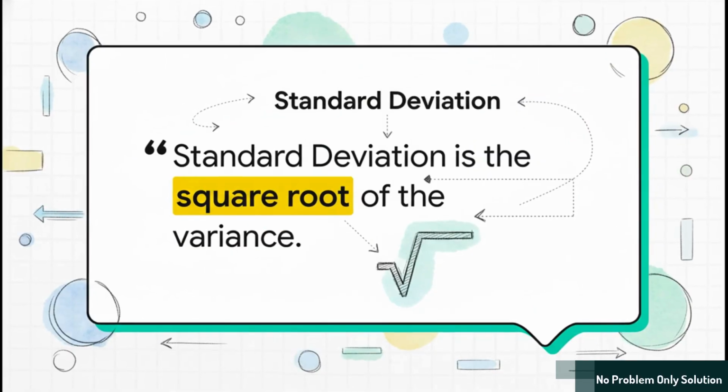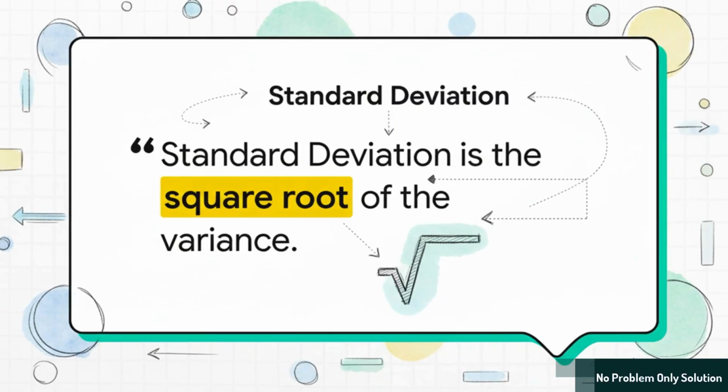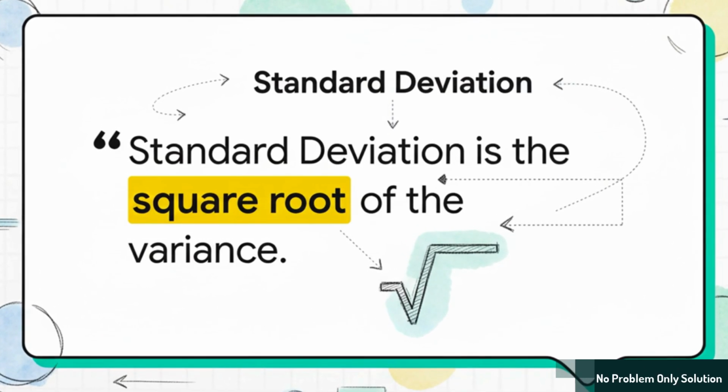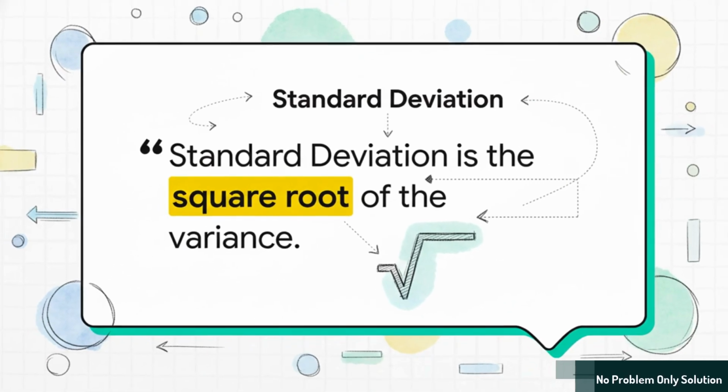And the connection between them couldn't be simpler. Seriously, you just calculate the variance first, then you take the square root of that number, and boom, you've got the standard deviation. It's really that straightforward.